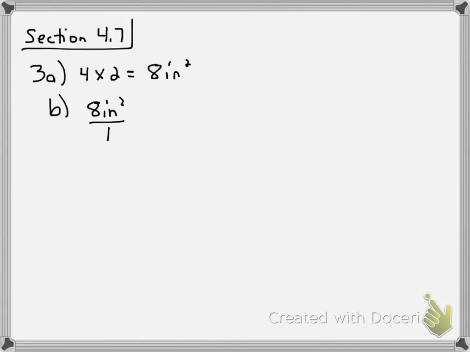Okay, so part A on page 446, that part was pretty easy. 4 times 2 is 8 square inches. For 3B, we need to convert to square feet. What's the conversion between inches and feet? It's 1 foot. So we need the 12 on the bottom.